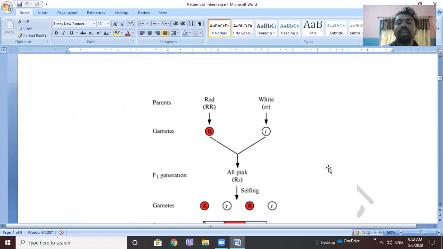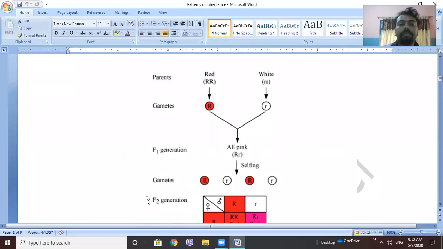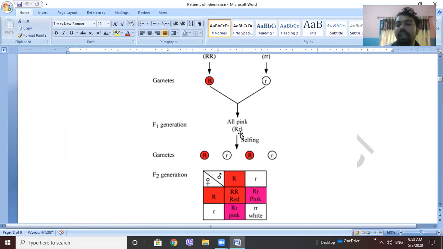Okay, so let's look at this in this diagram. So we have first the parents. These are red flower 4 o'clock plants, and these are white flower bearing 4 o'clock plants. So they will have different gametes. So one is red, gametes from the red flowering plant, and this is white, with small r gametes. Now in the F1 generation, it will be all pink, and it will be represented with Rr.